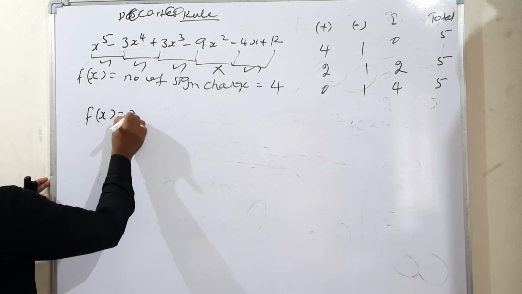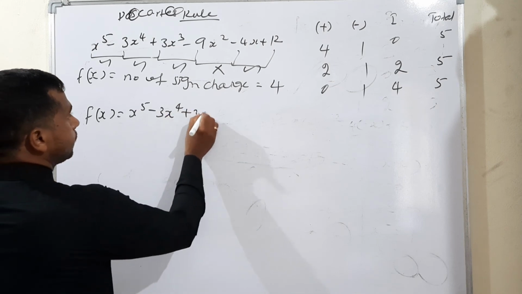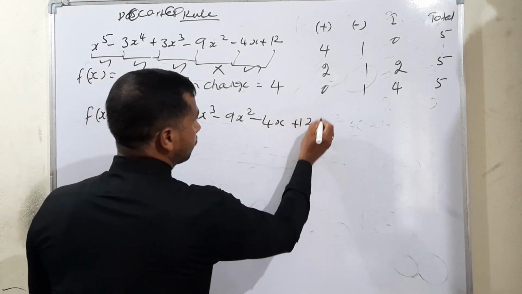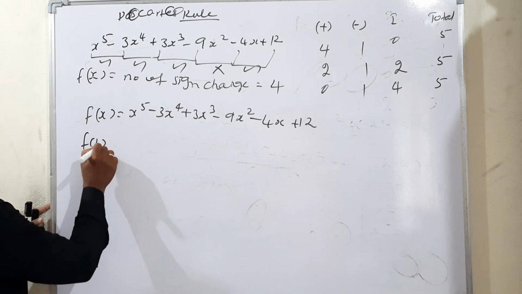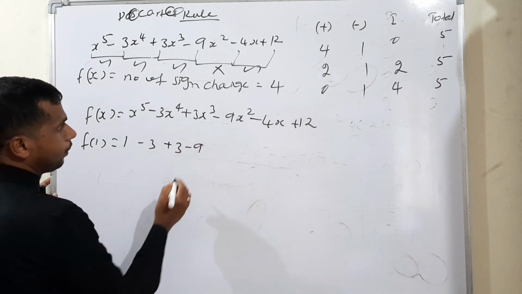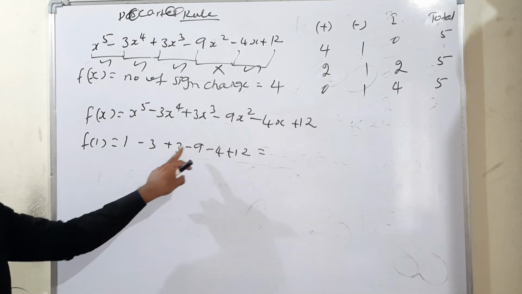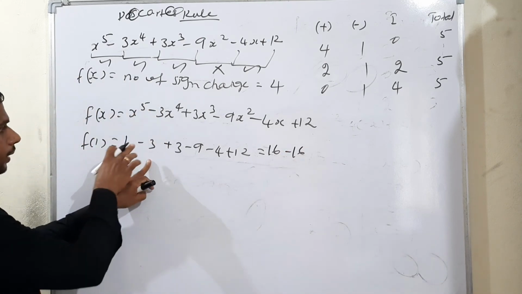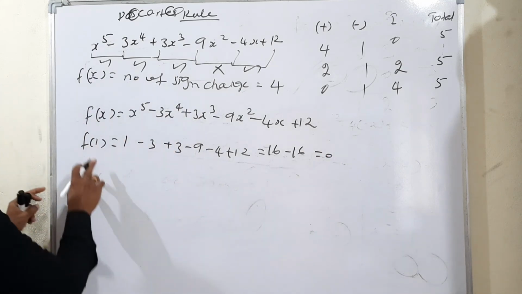f of x is equal to x to the power 5 minus 3x to the power 4 plus 3x cube minus 9x square minus 4x plus 12. So, now first one, f of positive 1 means only 1 minus 3, positive 3 minus 9 minus 4 and positive 12. Look at there, only positive value 12 plus 3, 15, 15 plus 1 is equal to 16, again minus 16 will come, isn't it? Minus 3, minus 9, minus 12, minus 4, minus 16 is equal to 0. This is also one of the root.